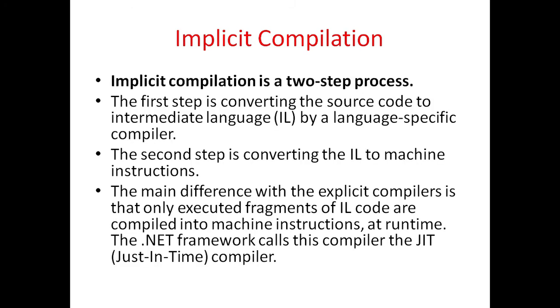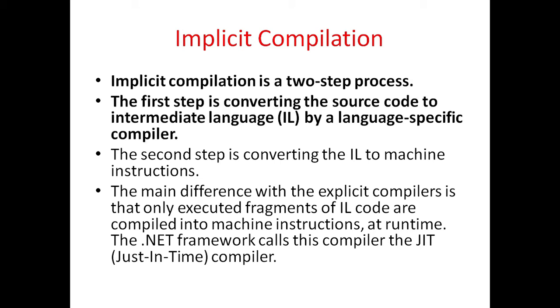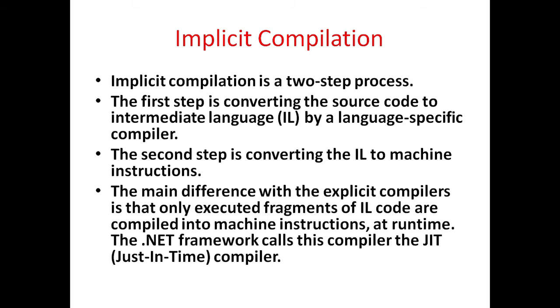Whereas implicit compilation is a two-step process. The first step is converting the source code to intermediate language by a language-specific compiler, and the second step is converting this intermediate language to machine instructions. The main difference from the explicit compiler is that only executed fragments of intermediate language code are compiled into machine instructions at runtime. The .NET framework calls this compiler the JIT compiler.